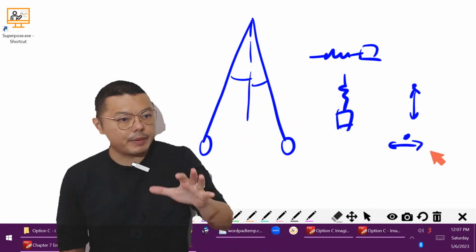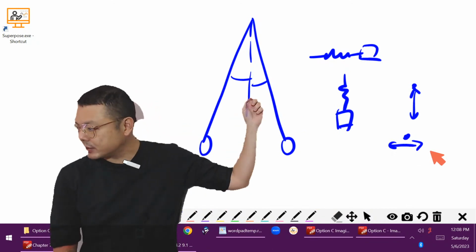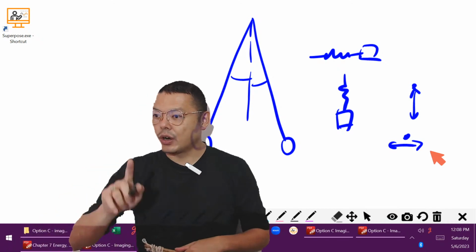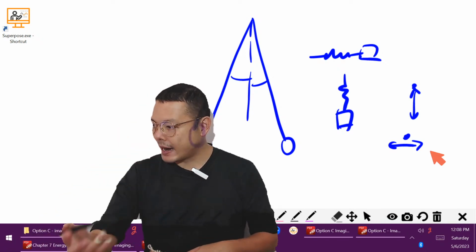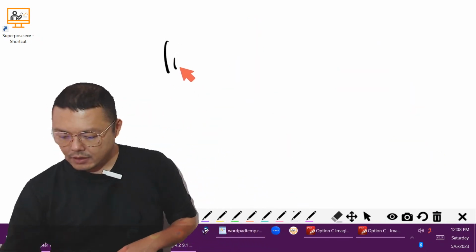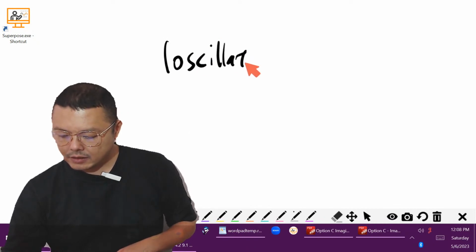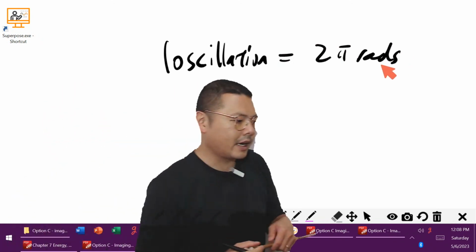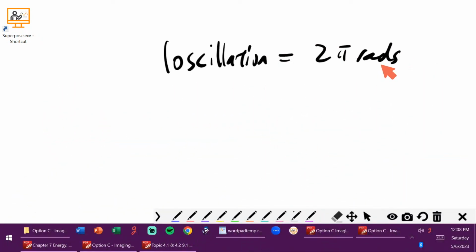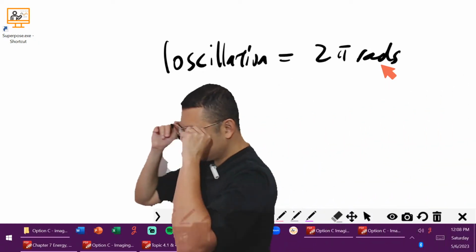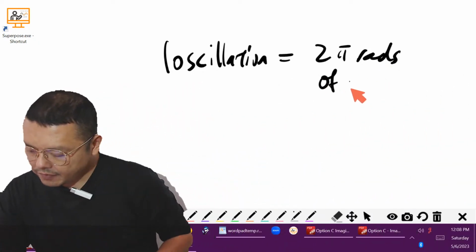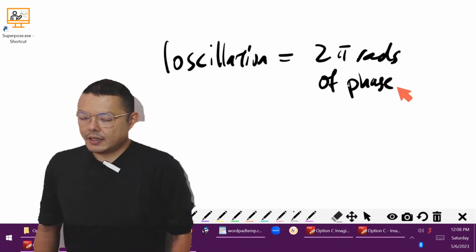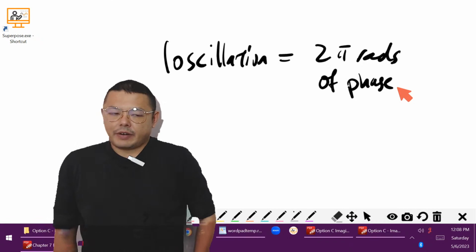So the most common mistake that students make for angular frequency is to think that it's something to do with angle. It's not, right? But here's the trick. You complete one oscillation, it's 2 pi radians. One oscillation is equal to 2 pi radians. Okay? One oscillation is 2 pi radians of phase. We're going to learn this new word later, phase. Okay, 2 pi radians of phase.